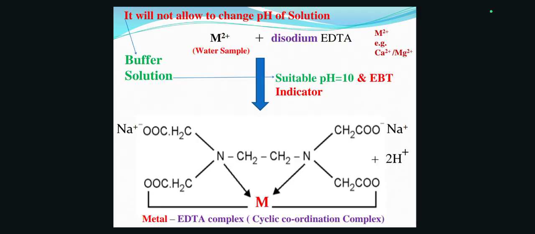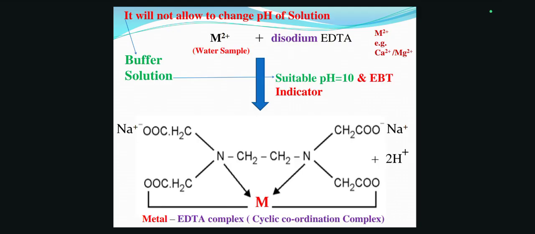Disodium EDTA, right? But before addition of disodium EDTA in water sample, first you have to add buffer solution in the water sample, because buffer's role is to resist change in pH. Okay, so first in water sample you have to add buffer. Why add buffer? Because we have to maintain pH of water sample. And second thing you have to add, that is the EBT indicator, because role of indicator is to give indication about completion of reaction through color change. Okay, so before addition of disodium EDTA in water sample, first we have to add buffer solution and EBT indicator in the water sample. Okay, and then we have to add disodium EDTA.